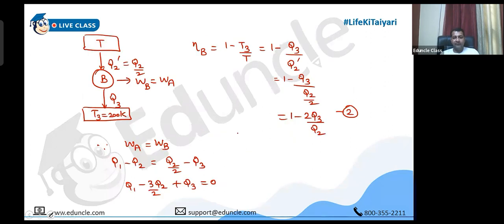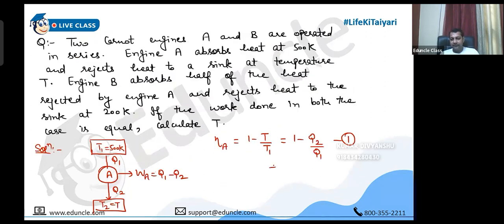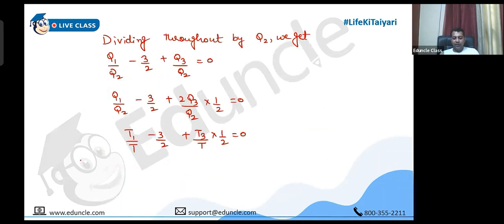And this Q1 by Q2 from here, Q2 by Q1 is T by T1. Let me write it here. So T1 by T is Q1 by Q2. Okay, so T1 by T. So now I think we can solve it for T, isn't it? So 2T is the LCM. 2T. First of all, let us write it in this manner.